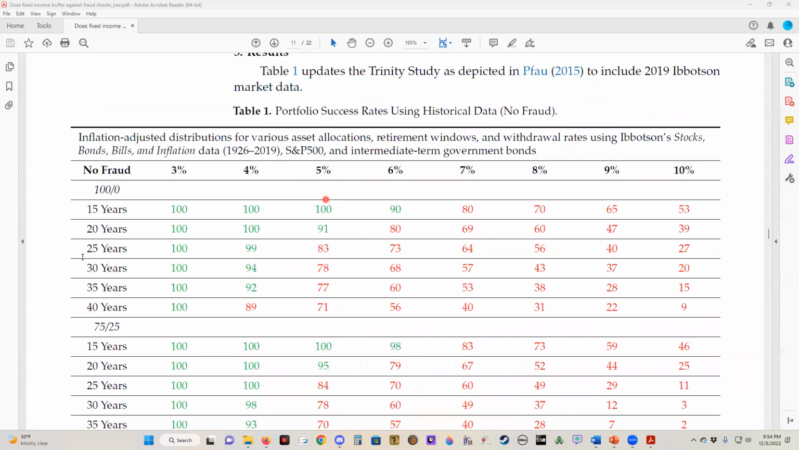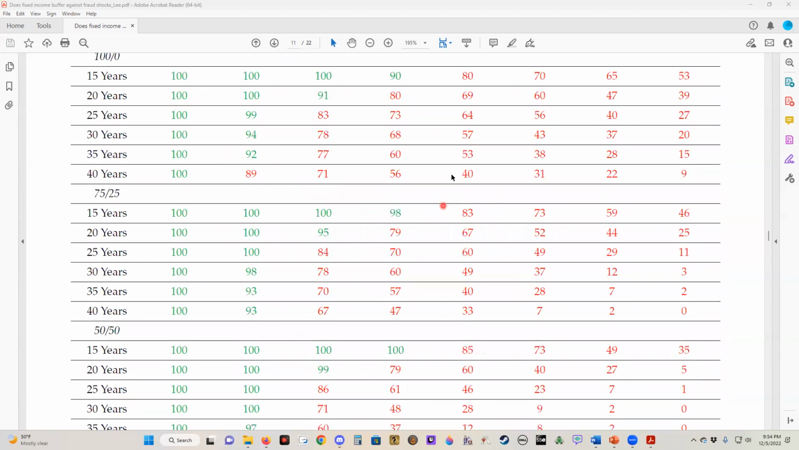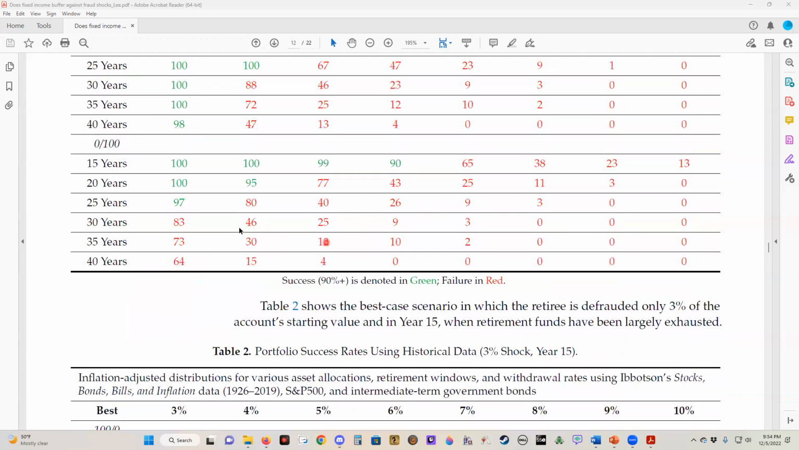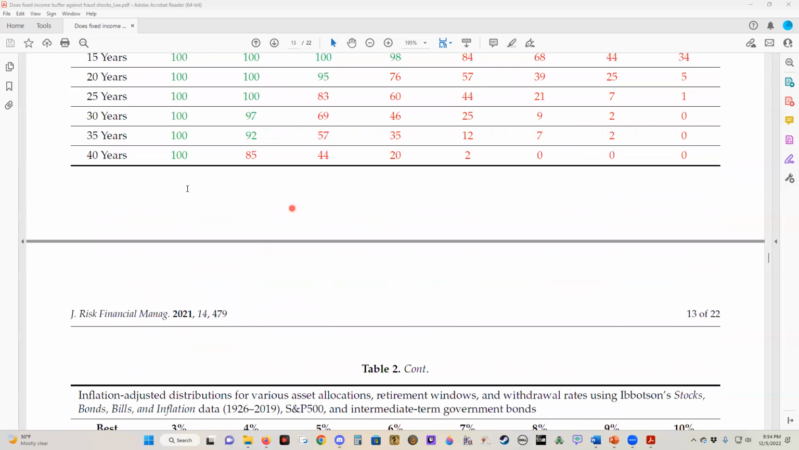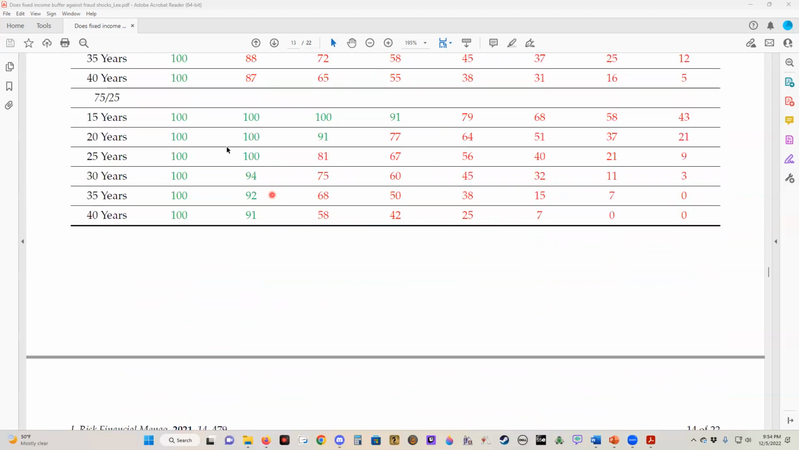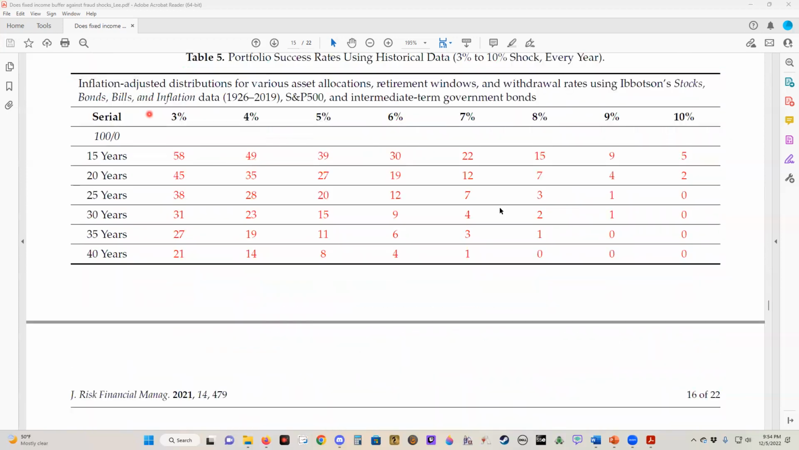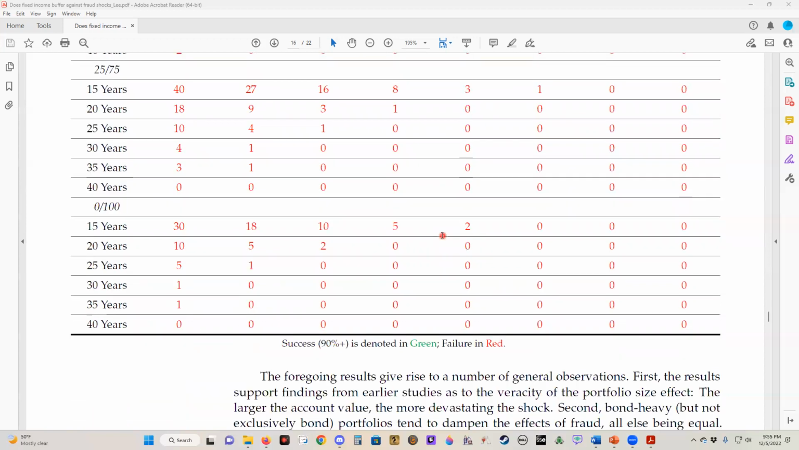I don't know if you've seen these or not, but this is the 4-dimensional model. My contribution is the green and red numbers inside of it. And so we have the no fraud table, best, random fraud, and then we have the worst case scenario, and then we have serial fraud at the end, which is all red. So there's no success in serial fraud, not surprisingly.